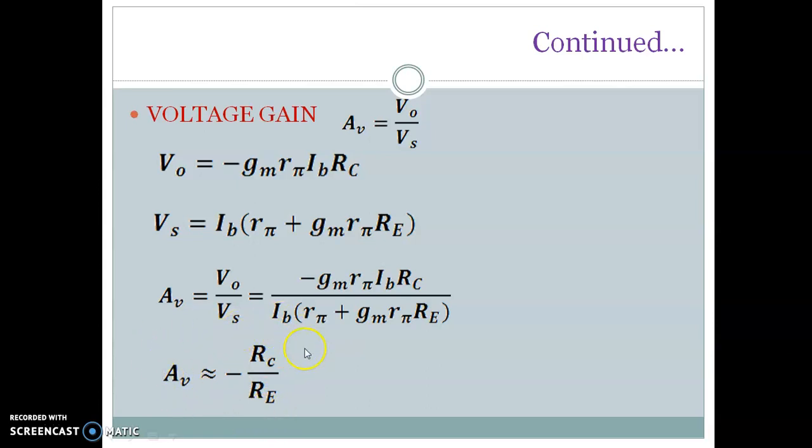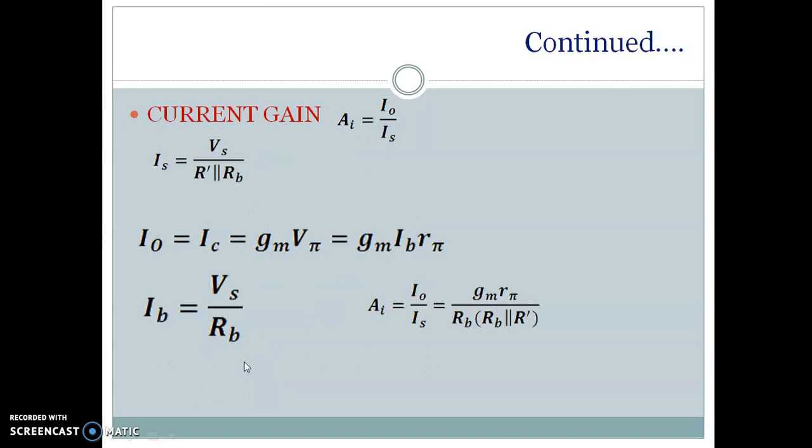So the voltage gain purely depends on your biasing resistors, and this negative sign indicates that it is a CE amplifier where the input as well as your output signal are out of phase by 180 degrees.